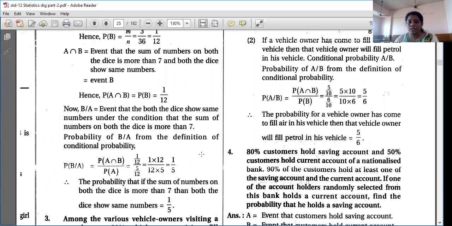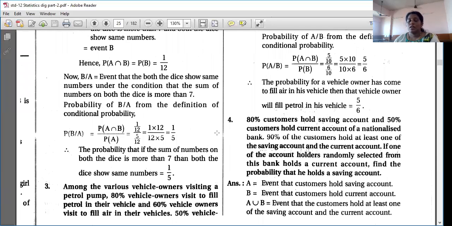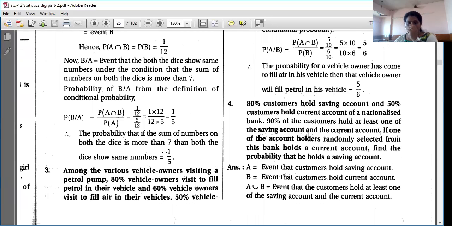Now your next question, that is your fourth question. The question is, 80% customers hold a saving account and 50% customers hold a current account of a nationalized bank. 90% of the customers hold at least one of the saving account and the current account. If one of the account holders randomly selected from this bank holds a current account, find the probability that he holds a saving account.